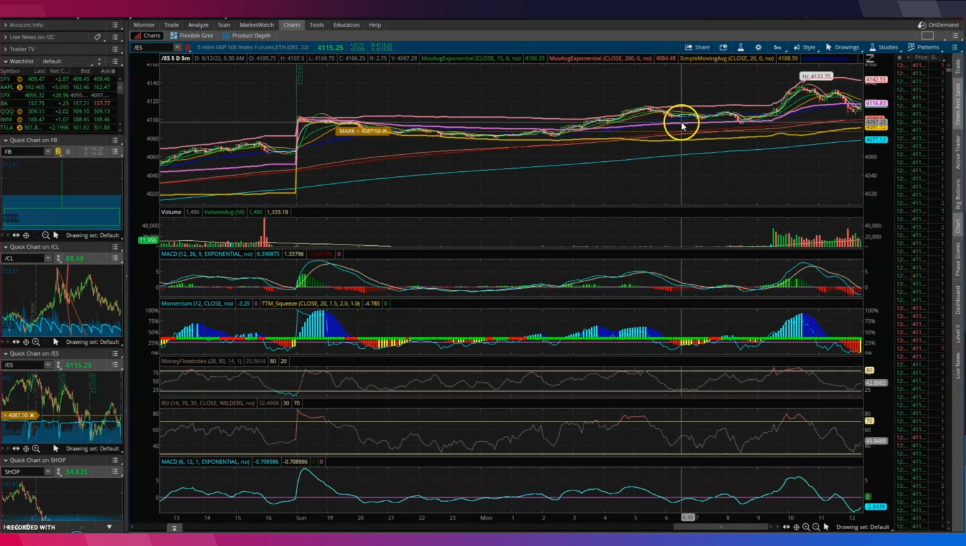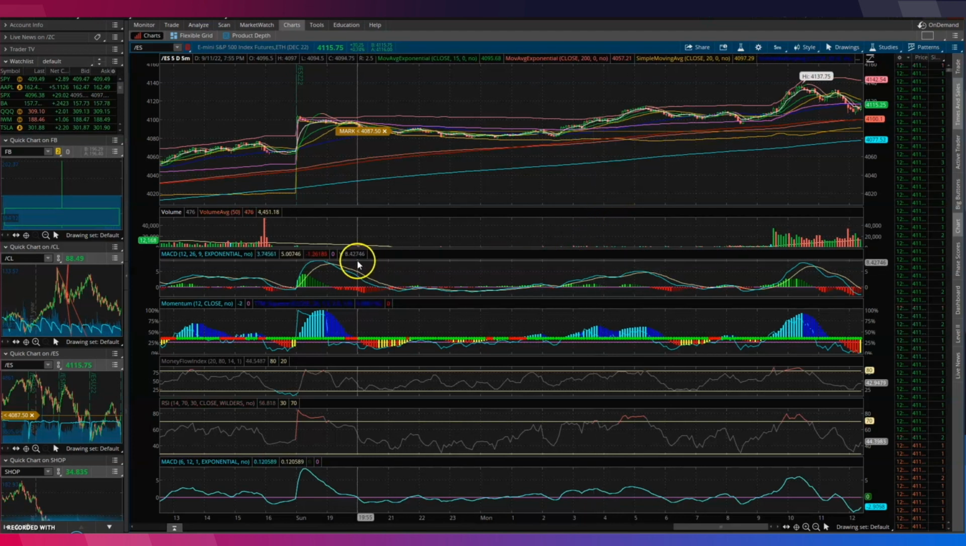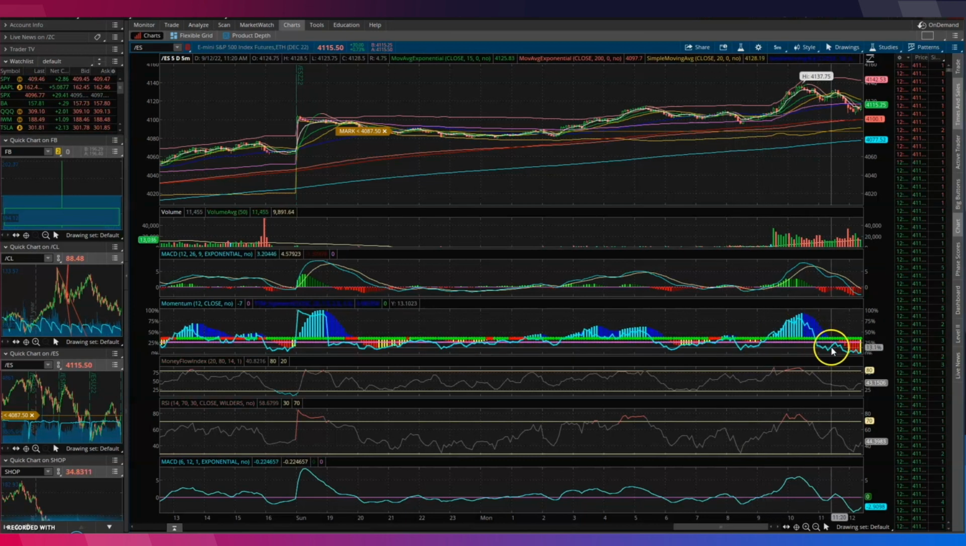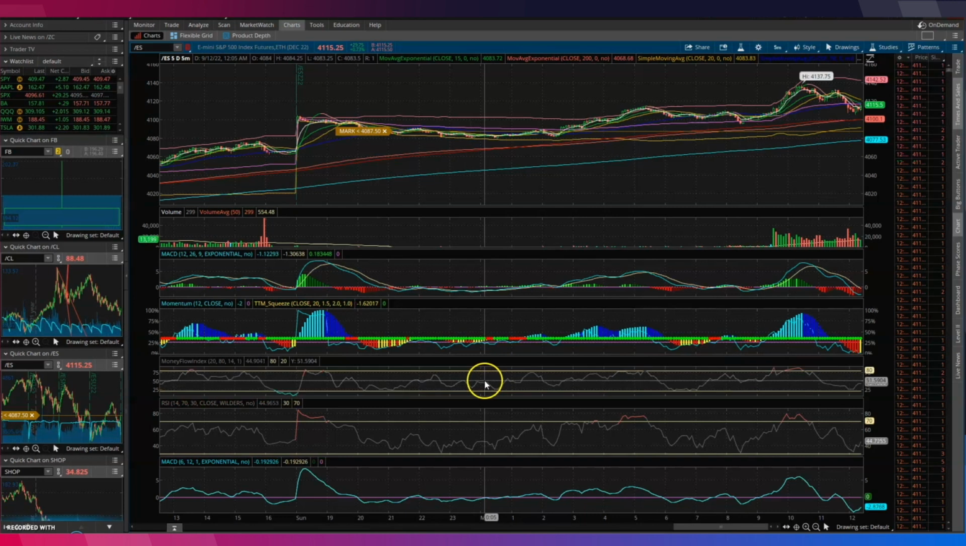So for instance, just going over all of my indicators. One, I use the MACD on 12, 26, and 9. I use the momentum and TTM squeeze indicator, kind of overlapping each other here. I like to look at momentum crossings, just one of the things that I use. I use the money flow index, and I have that set on 80 and 25.